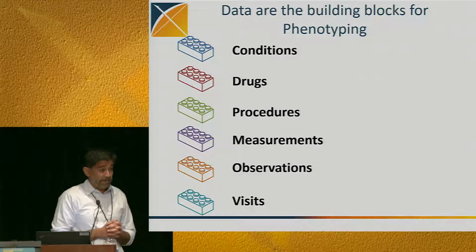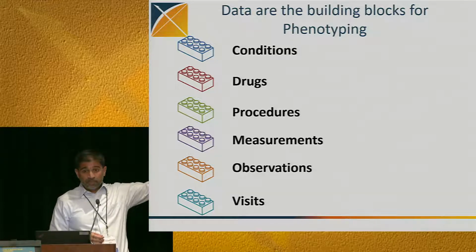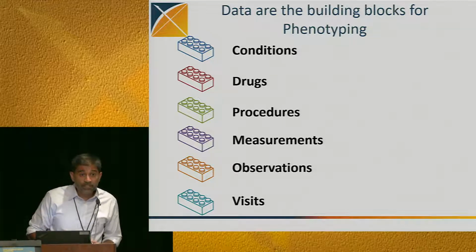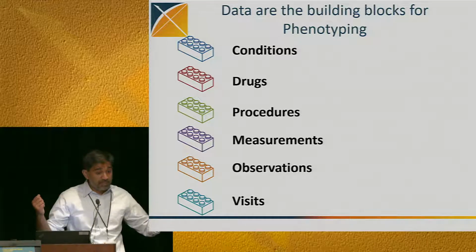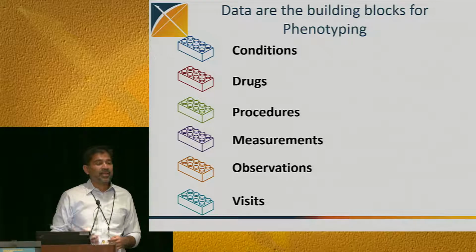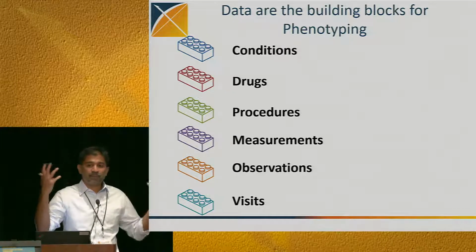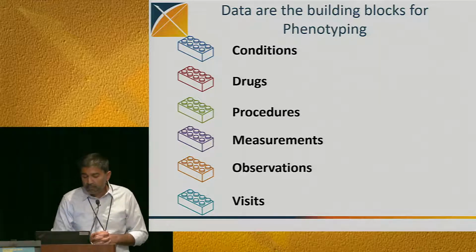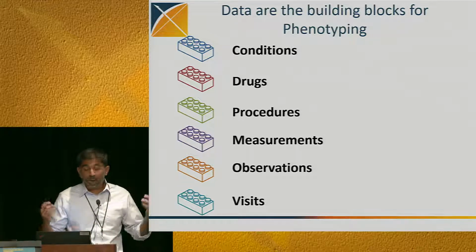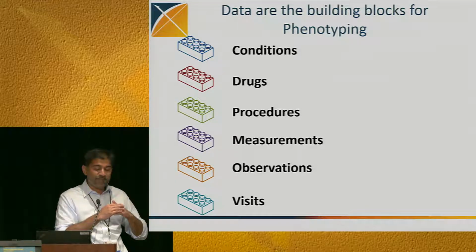The various domains that we can use in the OMOP-CDM are conditions, meaning diagnosis codes, drugs, procedures, measurements like lab results and height, observations like opinions of people, such as this person has this type of something, or visits, like inpatient visit, emergency room visit, pharmacy visit. These are available as building blocks, as time-stamped events.